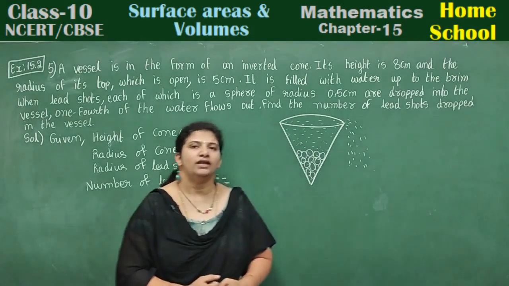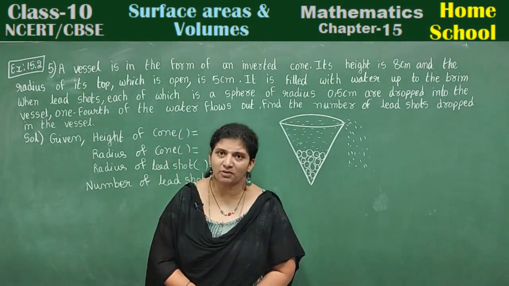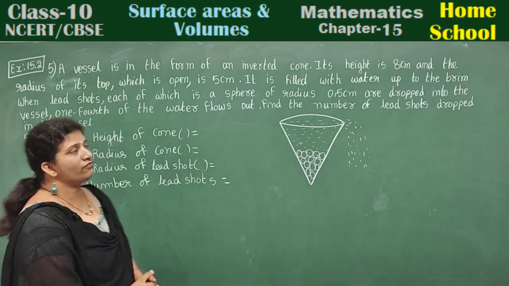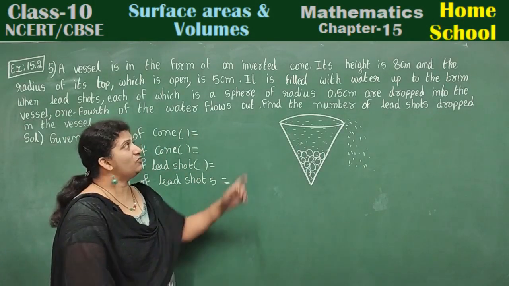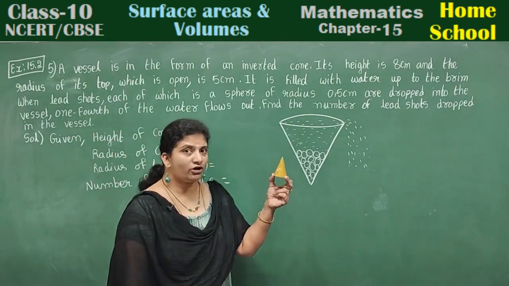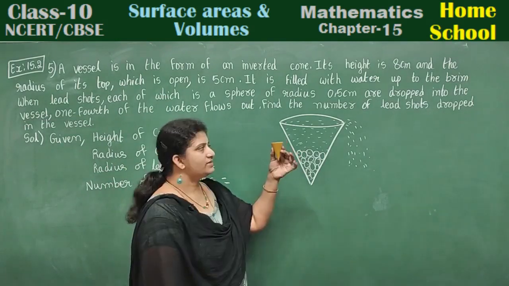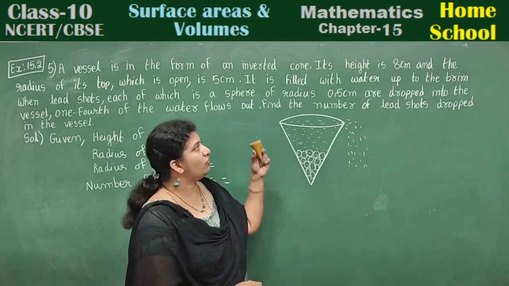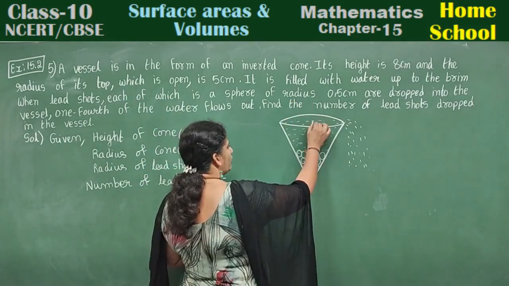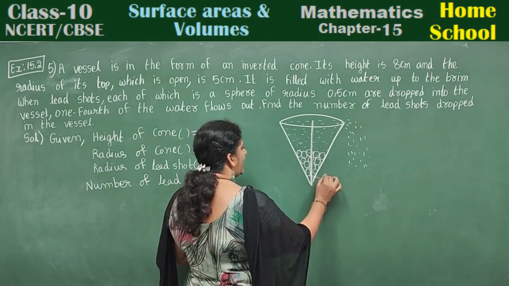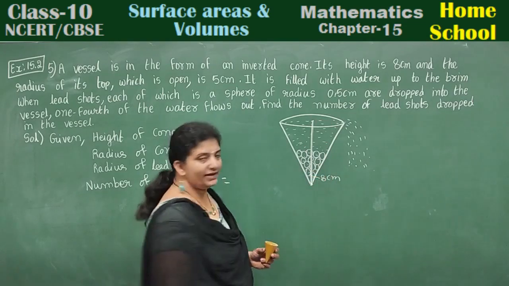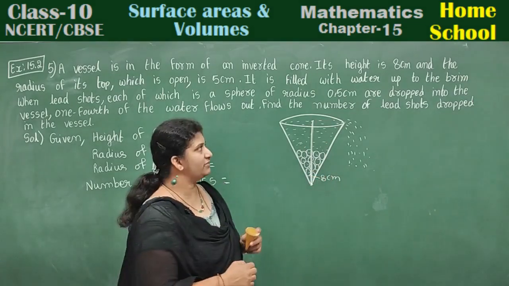Right? Now, let's start our next problem. That is your problem 5. A vessel is in the form of an inverted cone. We used to see this is a cone. Right? Now we are talking about an inverted cone. See, this is the inverted cone, and what they said here, its height is 8 centimeters. Height of the cone is 8 centimeters. From here to here, it is called height. Height is how much? 8 centimeters.